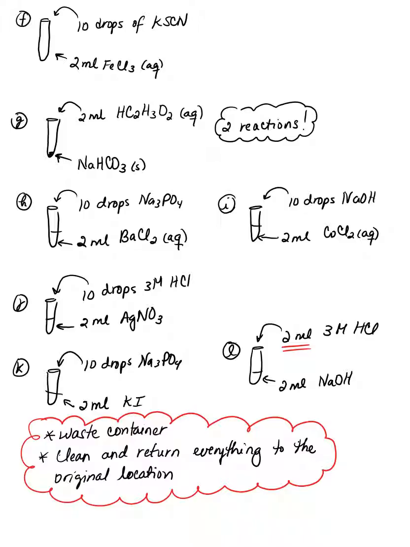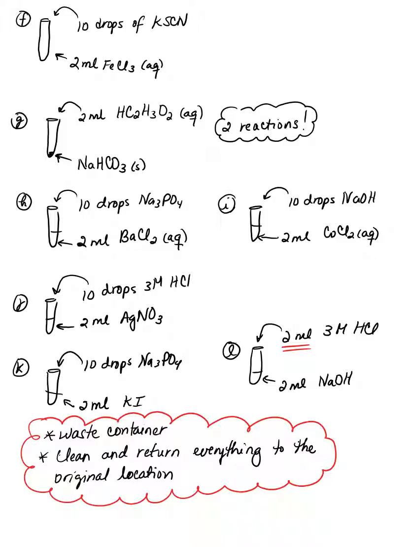In letter K, you're going to add 2 milliliters of potassium iodide into the test tube, and to those 2 milliliters, you're going to add 10 drops of sodium phosphate. And the last one, you're going to have 2 milliliters of sodium hydroxide in a test tube, and to those 2 milliliters, you're going to add 2 milliliters of your 3 molar hydrochloric acid.